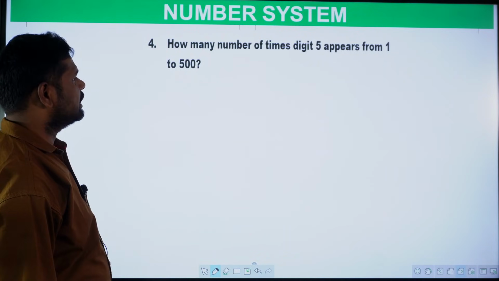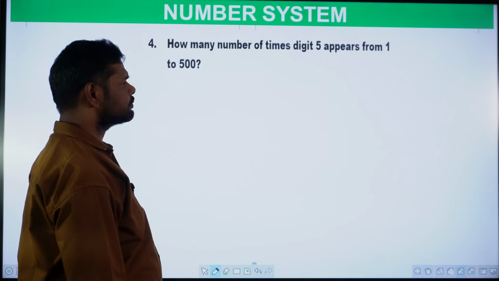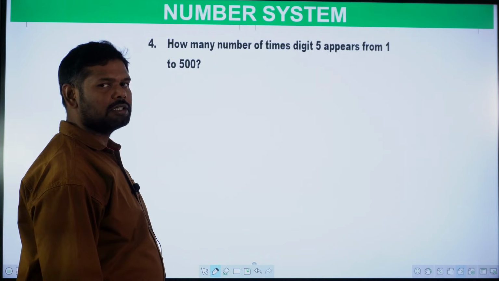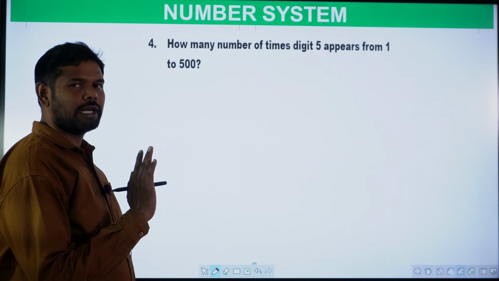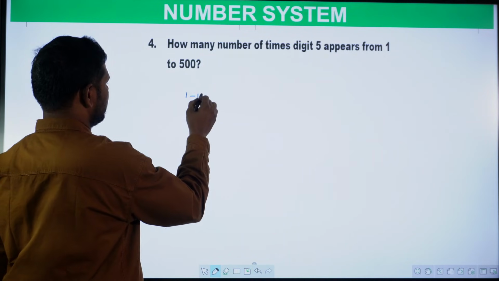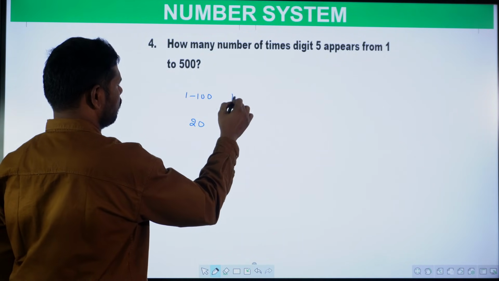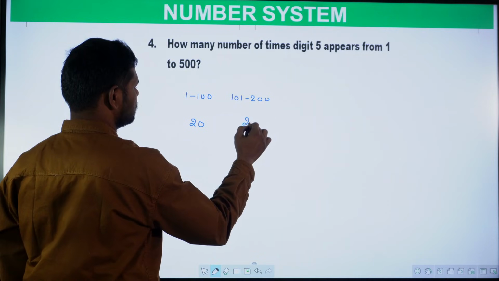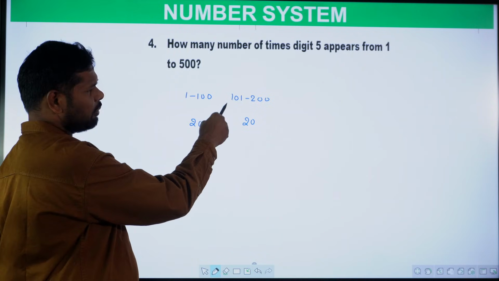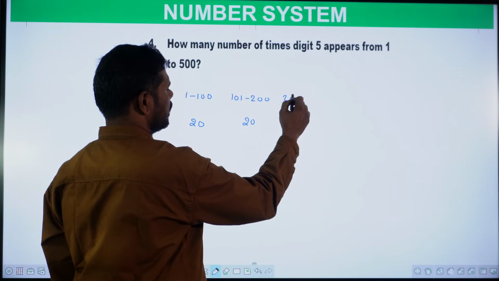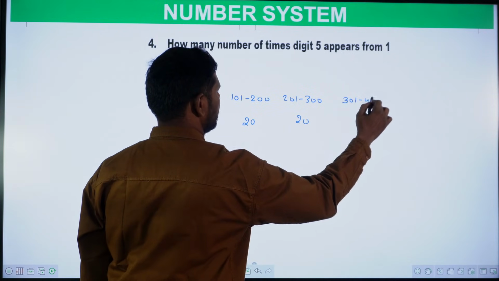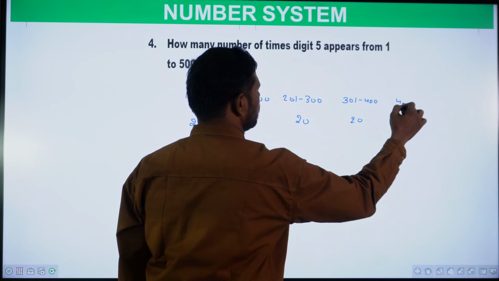How many times does digit 5 appear from 1 to 500? Very easy again. From 1 to 1000 it is 300 times, but for 1 to 500 don't take directly 150. In the options, you get that 150 also. From 1 to 100, how many 5s? 20. From 101 to 200, 20, where at units place and tens place, but it is not possible to get 5 in the hundreds place in these cases. Again 201 to 300: 20. 301 to 400: 20. 401 to 500: 20.